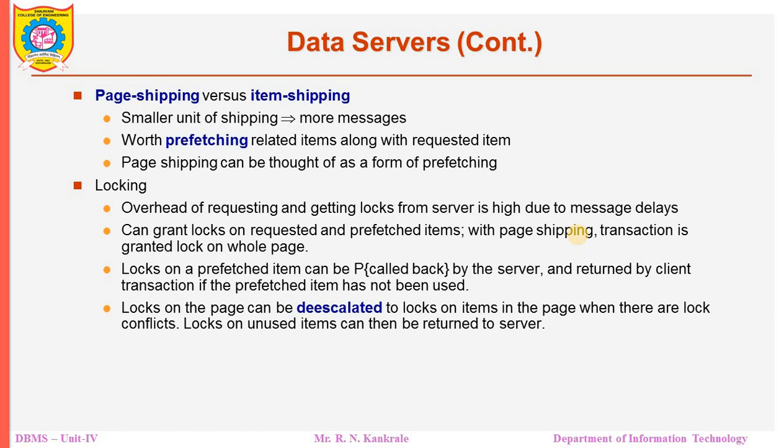Page shipping versus item shipping: a smaller unit of shipping implies more messages, so it is worth prefetching related items along with the requested item. Page shipping can be thought of as a form of prefetching. What is locking? The overhead of requesting and getting locks from the server is high due to message delay. With page shipping, a lock requested on an item with prefetched items means the transaction is granted a lock on the whole page. Locks on prefetched items can be called back by the server, if not yet used by the client transaction. A lock on the page can be de-escalated to locks on items in the page when there are lock conflicts. Locks on unused items can then be returned to the server.